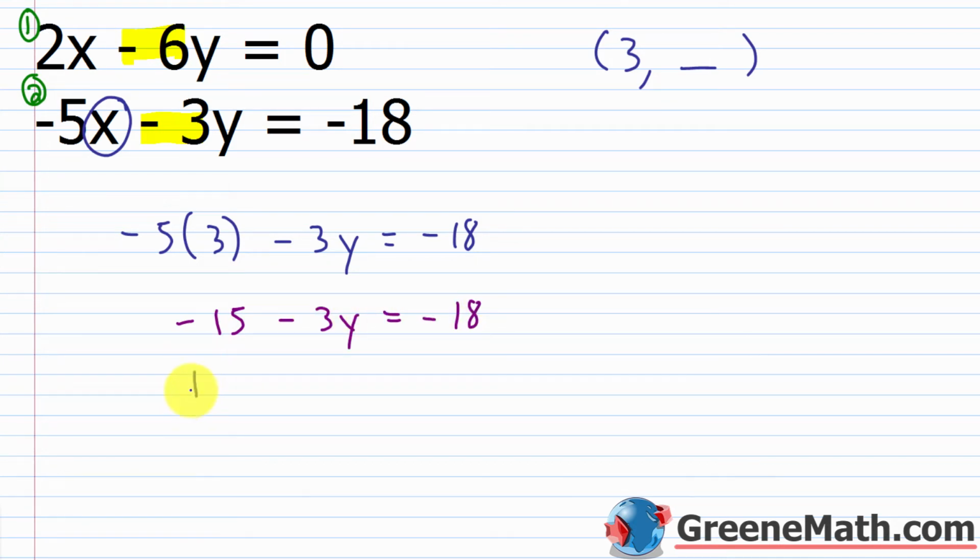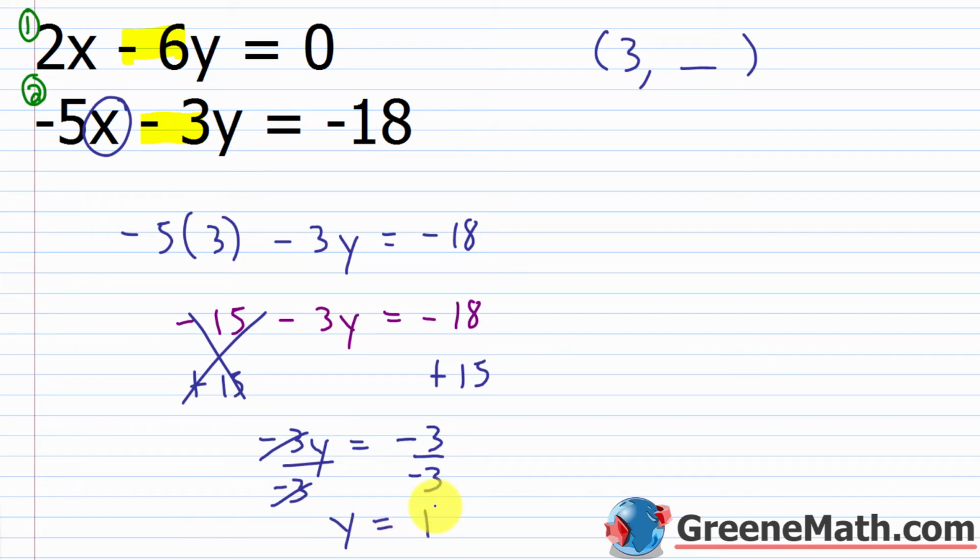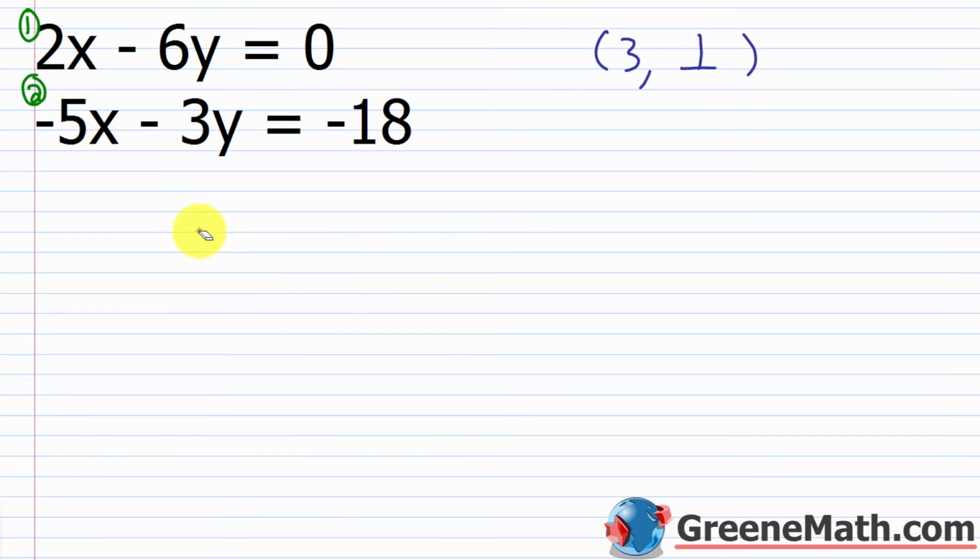If I add 15 to each side of the equation, that would cancel. I'll have negative 3y is equal to negative 18 plus 15, which is going to give me negative 3. I would divide both sides of the equation by negative 3. This will cancel. I'll have y is equal to 1. So x is 3, y is 1. So let's go ahead and check this guy.